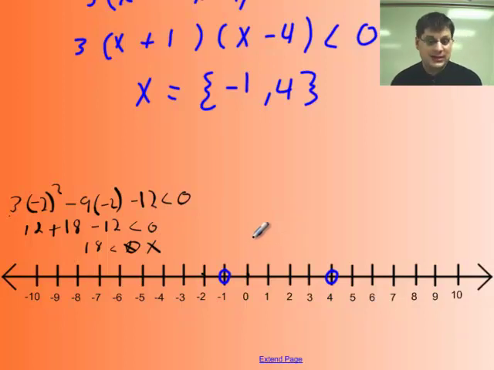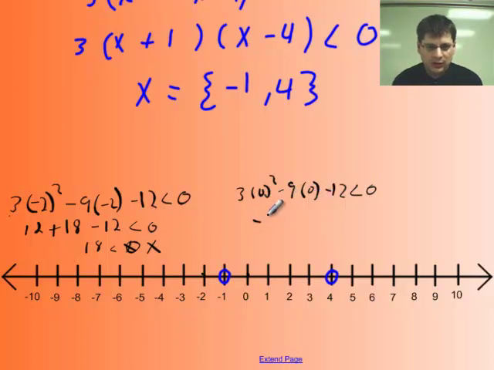Now let me try 0. So I'll say 3 times 0 squared minus 9 times 0 minus 12 should be less than 0. And this is going to give me 0 minus 12, so negative 12 is less than 0. That works out. That's going to be part of my solution region between these two dots.